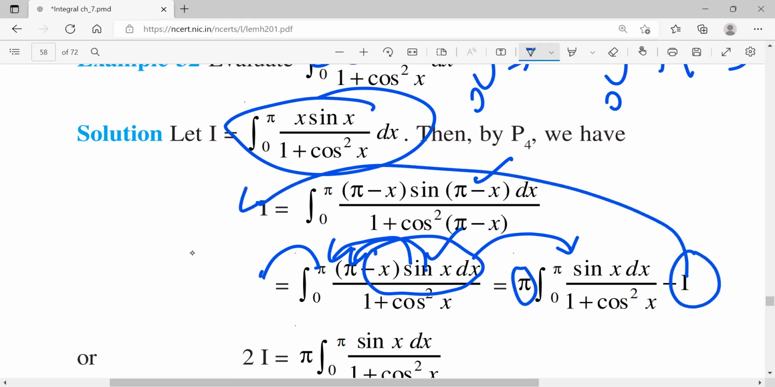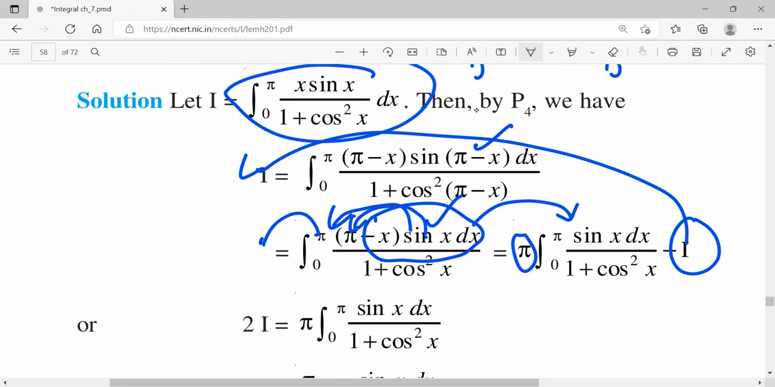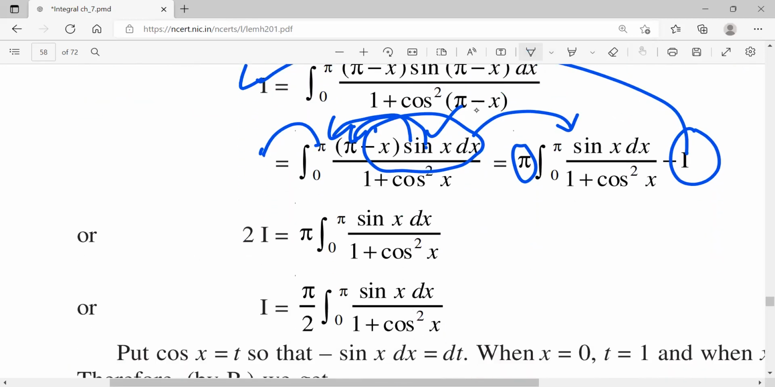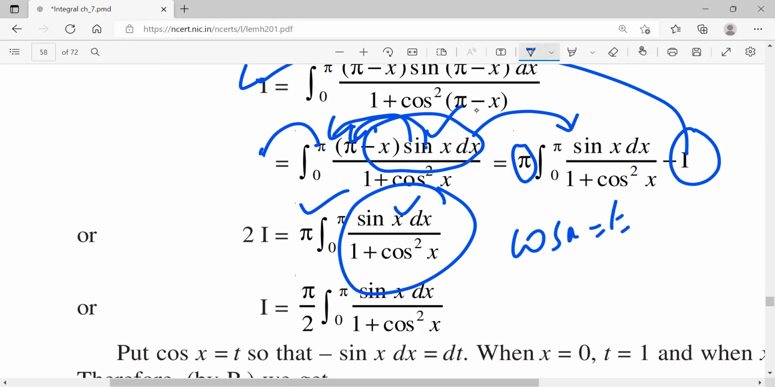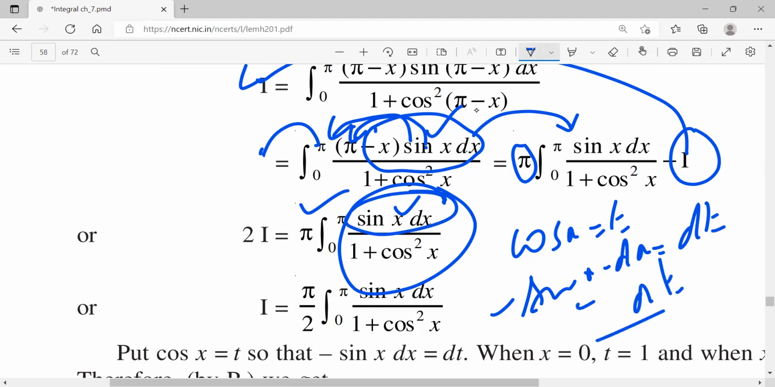So this I will take to this side. I plus I is 2I. 2I is equal to this pi. Then now you have to integrate this thing, which is a very simple thing. We have almost done this in integration by substitution. If I put cos x is equal to t, then minus sin x dx is equal to dt. So the numerator can be replaced, and we get minus dt by 1 plus t square.